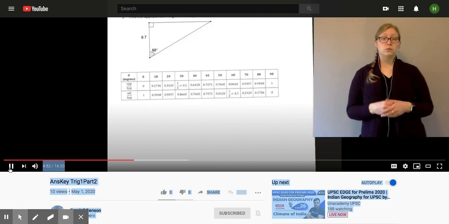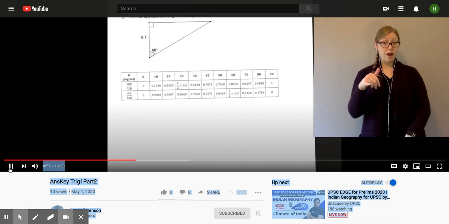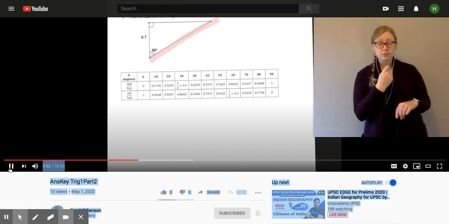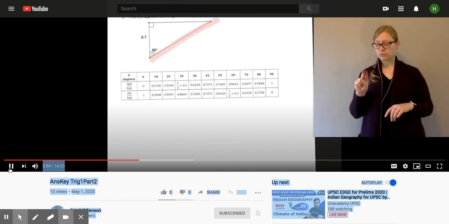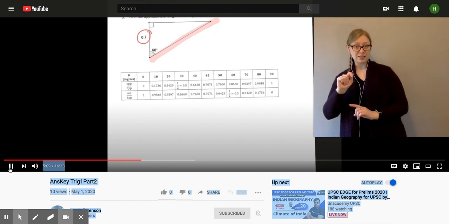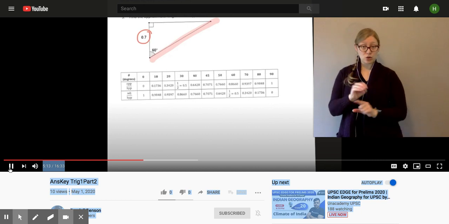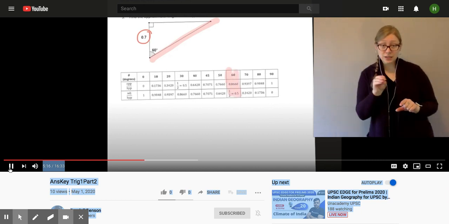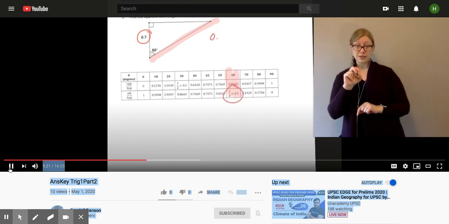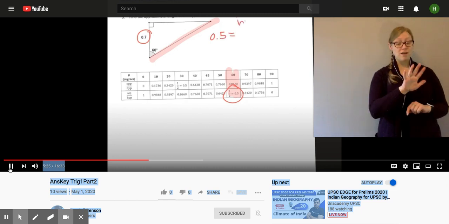Problem 3, they want us to find the length of the hypotenuse. So here is our hypotenuse. Let's use a different color. Let's use red. So there's my hypotenuse. I can see that I know the adjacent side this time. So this is my adjacent side. And so adjacent and hypotenuse for a 60-degree angle. So the 60-degree angle is going to be right here. Adjacent and hypotenuse is going to be a half. So 0.5 is equal to the adjacent over the hypotenuse.